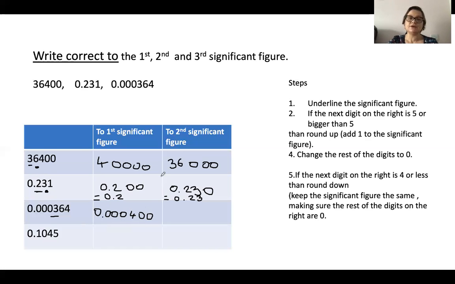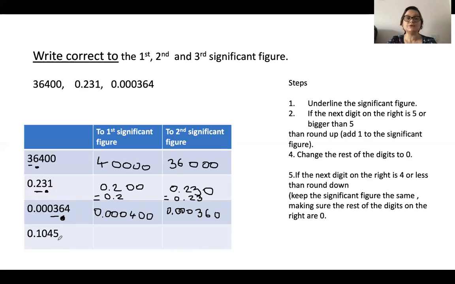Rewrite them. Now, to write to the second significant figure, the second significant figure is digit 6. So I'm going to put a little dot. And I'm going to write this number to this significant figure. So the next digit on the right is 4, so it's less than 5. So what I'm going to do, I'm going to keep the 6. Keep the rest of the digits in front of 6 exactly the same. So we have 0.00003, and 6 the same, because 4 is less than 5, and 4 becomes a 0, just like that.